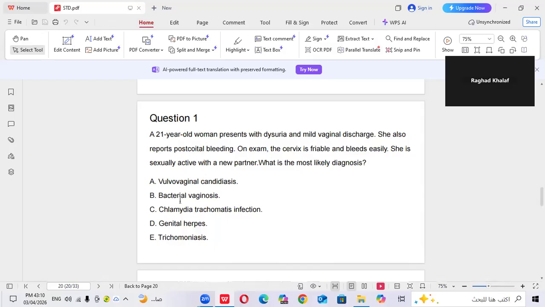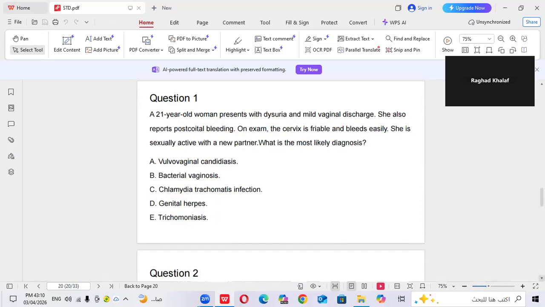So you are going to rule out all the other causes like candidiasis, vaginosis, genital herpes, and trichomoniasis. You are going to be left with chlamydia trachomatis infection. Here, there is nothing to point out candidiasis or vaginosis or herpes or trichomoniasis. These manifestations are clearly related to STI like chlamydia or gonorrhea.